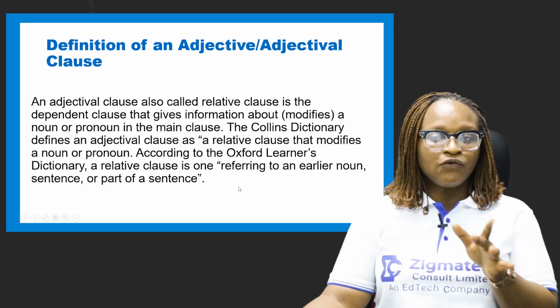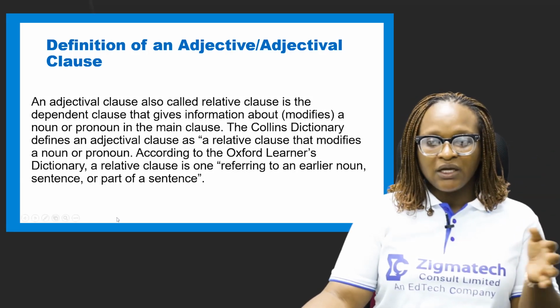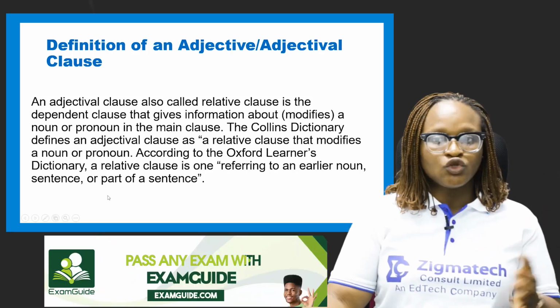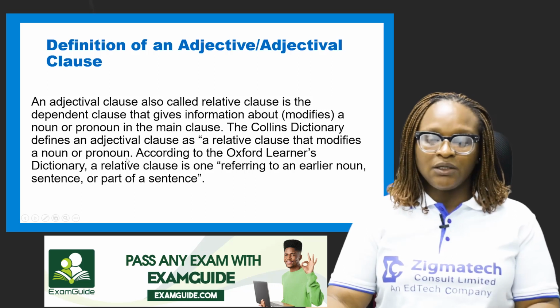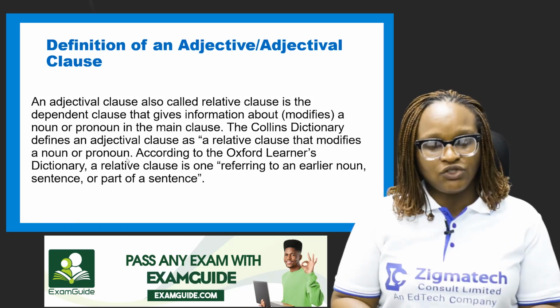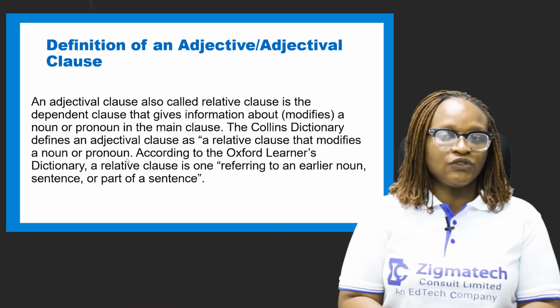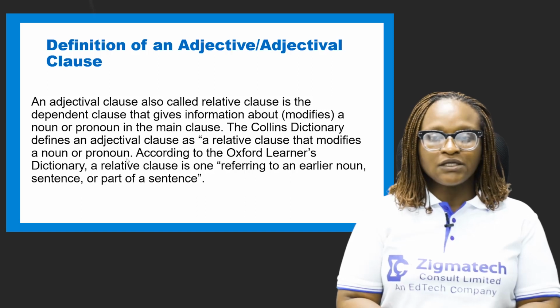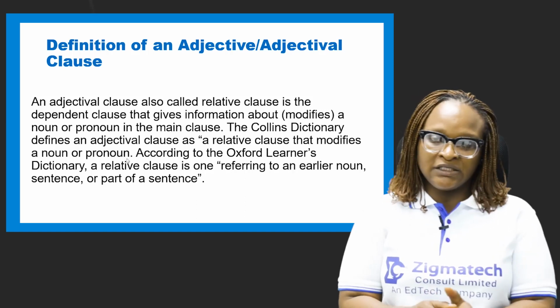So the relative clause refers to a noun earlier mentioned. It refers to a sentence or part of a sentence. I'd like to clear something: a sentence is different from a clause. Now get it right. It is very possible for you to get a clause from a sentence, all right? But it will be hard for you to actually refer to a clause as a sentence.